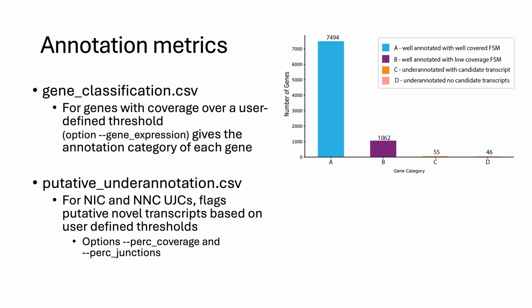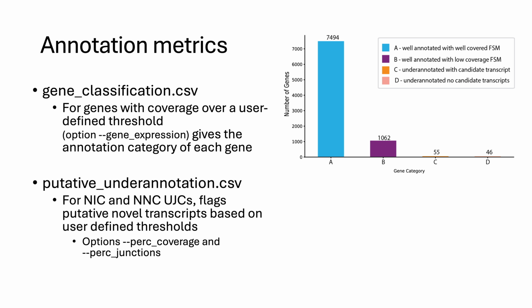Annotation metrics are summarized in 2 key files. The first is geneclassification.csv. For genes that pass a user-defined coverage threshold using option gene expression, this file assigns each gene to a category: A. Well annotated with well-covered FSM, B. Well annotated with low coverage FSM, C. Under-annotated with a candidate transcript, and D. Under-annotated with no candidate transcripts. As you can see on the right, most genes fall into category A.